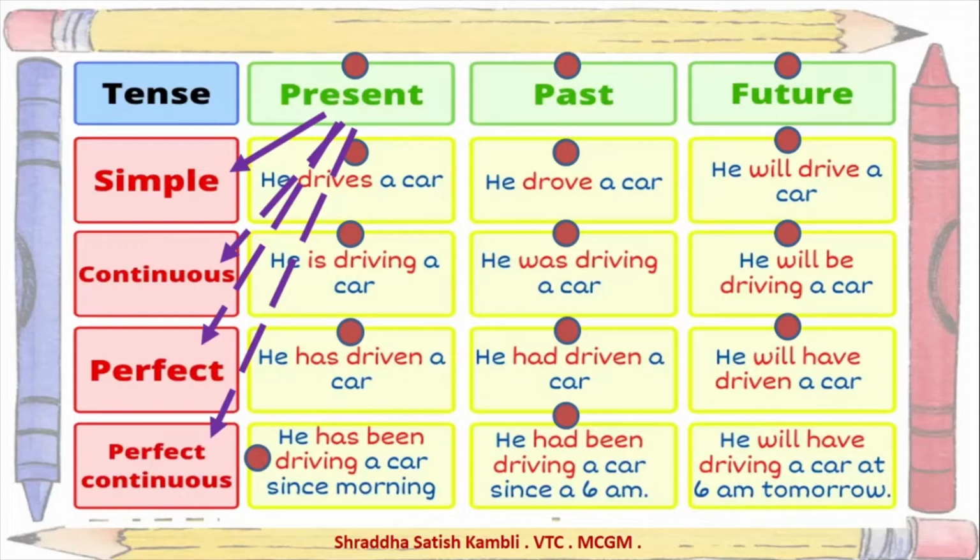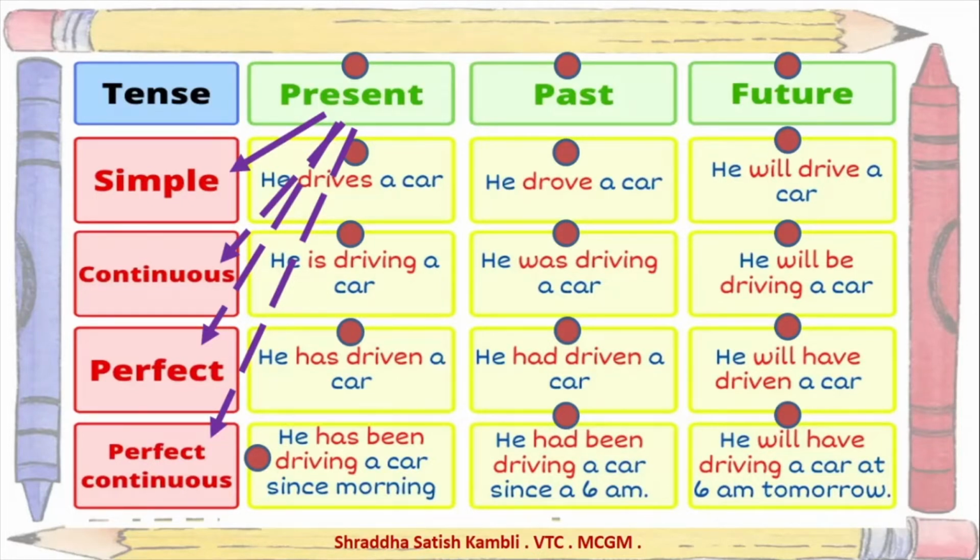Then you have the future perfect continuous, which says he will have been driving a car at 6 a.m. tomorrow. That is the perfect as well as the continuous. So you have the have there and you also have the ing form of the verb there.